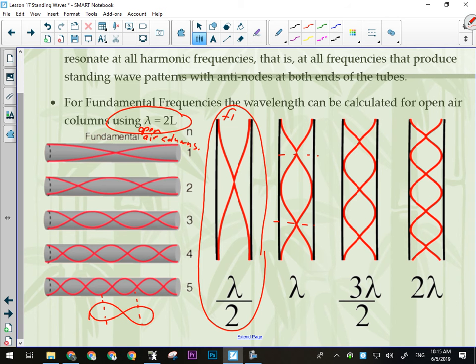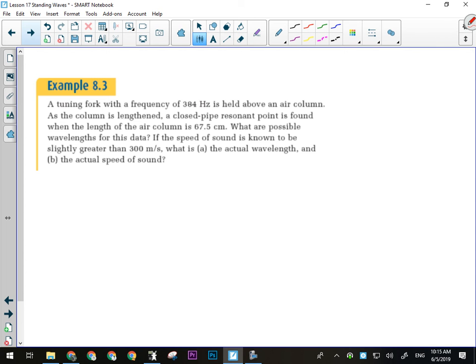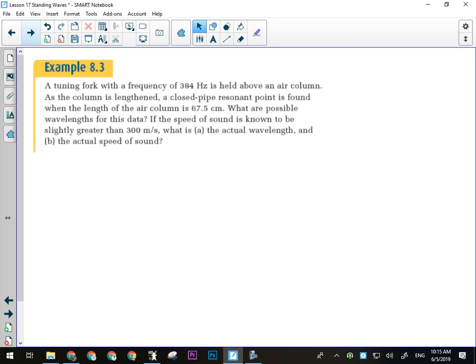Okay, so we're going to look a little bit at problem solving here. How do air column problems work? So that we can have some understanding of that. All right, so let's have you copy this one down. I'll give you a minute here to get a copy down, and then we'll work through it.